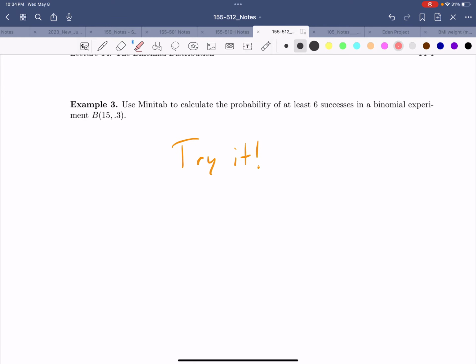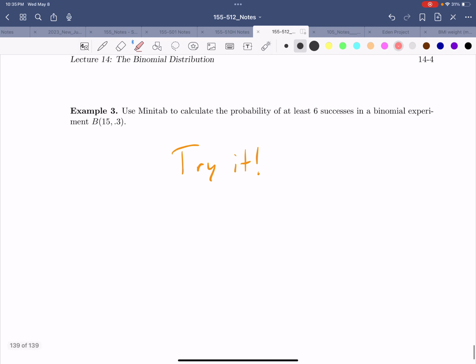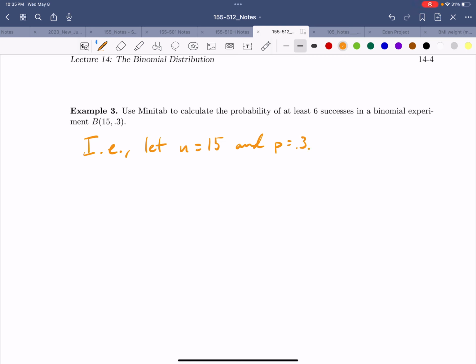I'll do this very quickly. Use Minitab to calculate the probability of at least 6 successes in a binomial experiment. Right? Now, what this means, i.e., let n equal 15 and p, the probability of success, equals 0.3. What's the probability that we complete 15 trials and get, not 0, 1, 2, but 6, 7, 8, 9, 10, 11, 12, 13, 14, or 15 successes, right?